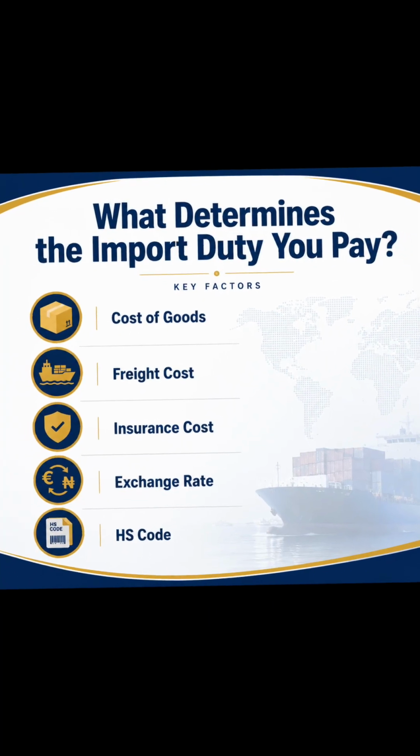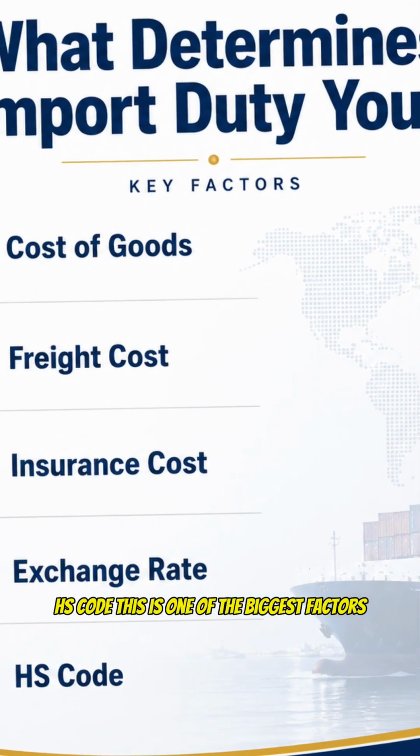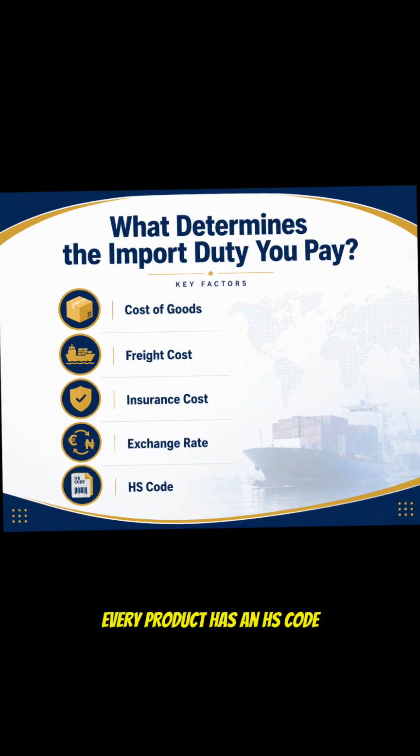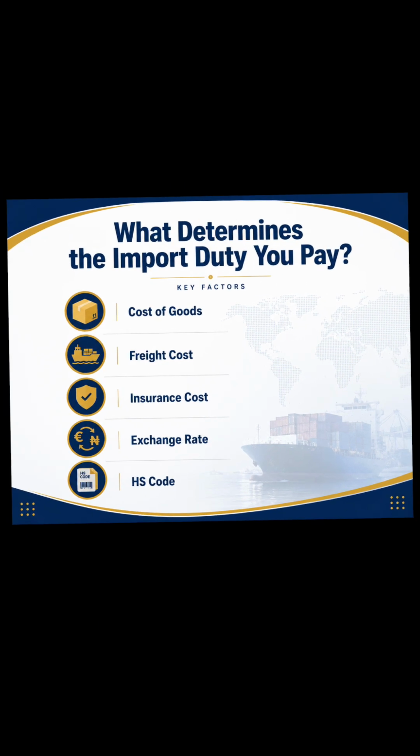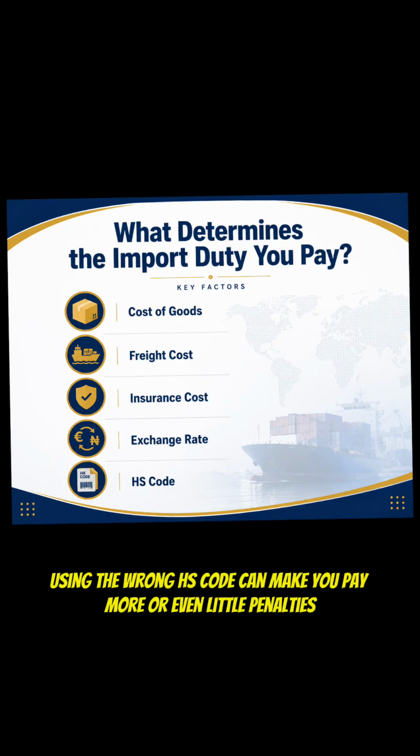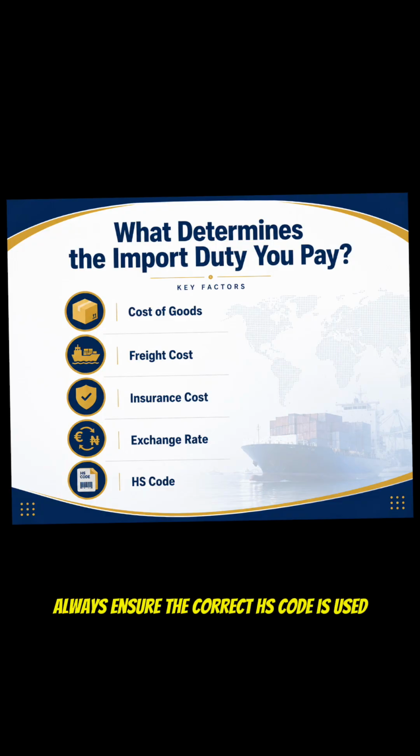5. HS code. This is one of the biggest factors. Every product has an HS code, Harmonized System code. Each HS code carries a different duty rate. For example, shoes may attract one rate, electronics another, and machinery another. Using the wrong HS code can make you pay more or even lead to penalties. Always ensure the correct HS code is used.